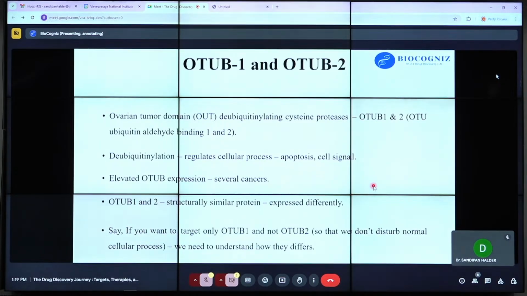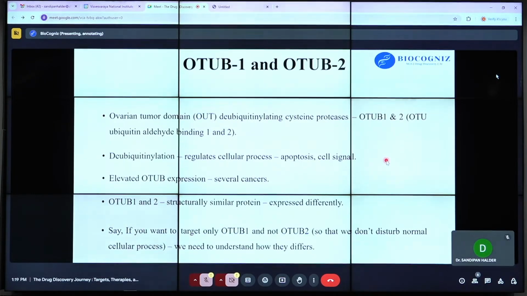Deubiquitination is a normal cellular process which needs to happen in our day-to-day activity, like apoptosis, cell differentiation, and cell signaling. But overexpression of these OTBs, for example OTB1 and OTB2, is observed in several cancers. Interestingly, even though they are close homologs and structurally very similar, they are expressed differently in different cancers. In cancer A, OTB1 is expressed more, whereas in cancer B, OTB2 is expressed.